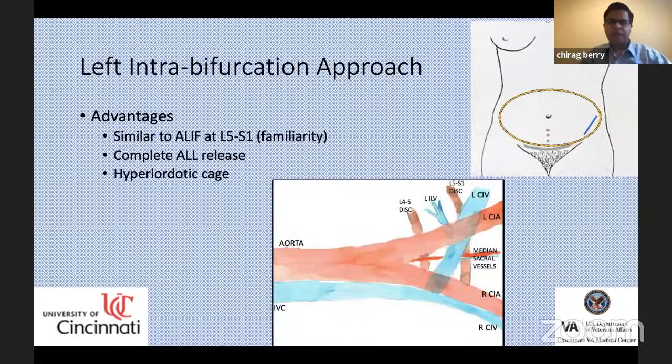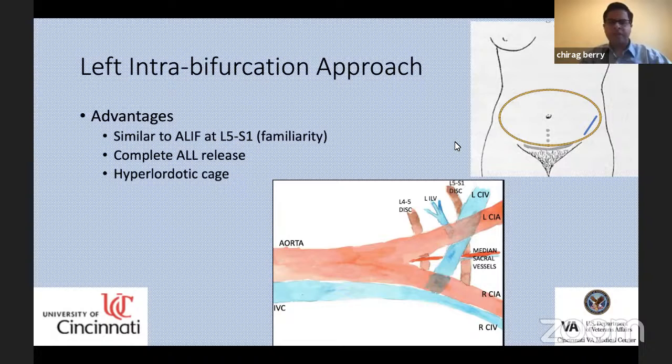So let's go and describe the advantages and disadvantages of these three techniques, and then we'll go on to how we choose an approach. So what are the advantages of the left intra-bifurcation approach? The ALIF approach to L5-S1 is familiar to a lot of surgeons, and this is just a modification of that approach where the patient is in a lateral decubitus position and you're trying to approach under the bifurcation. So it's very familiar to a lot of surgeons.